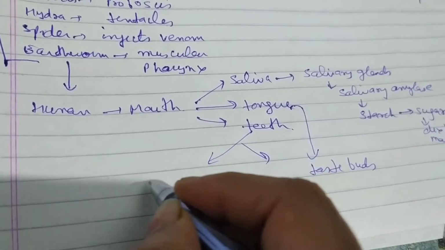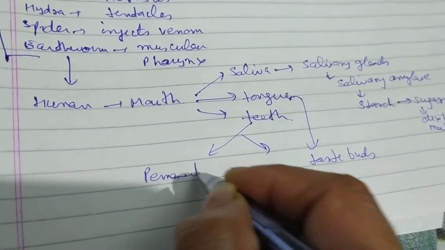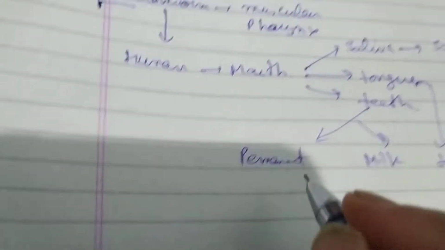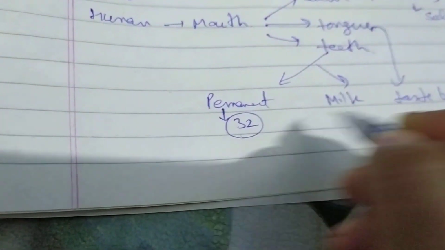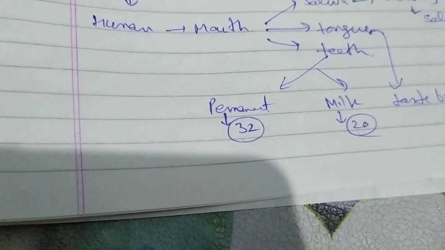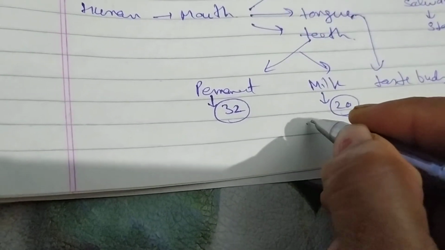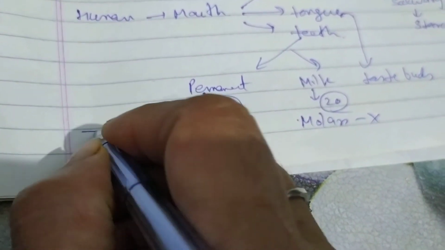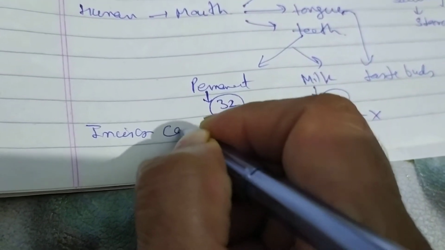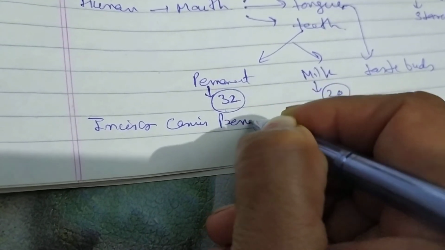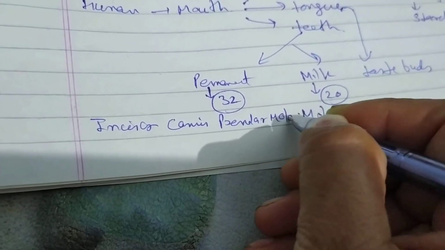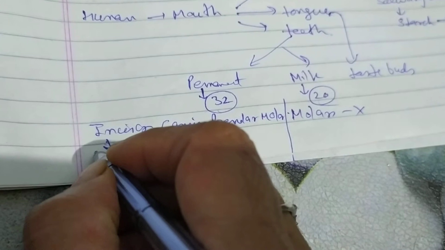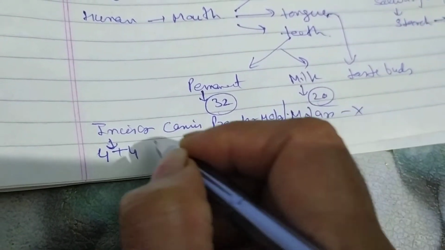Now there are two sets of teeth, permanent and milk teeth. Milk teeth are also called temporary teeth. Permanent teeth are 32 in number, and milk teeth are 20 in number. Why are they 20? Because they do not have molars. They have the other types of teeth like incisors, canines, and premolars. Now how many are there in total? Incisors, I am talking about the upper jaw only. There are 4 in the upper jaw and 4 in the lower jaw, so total 8.